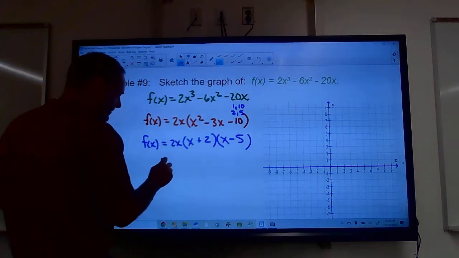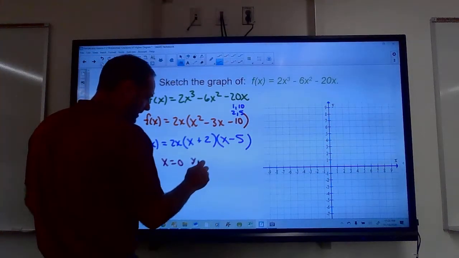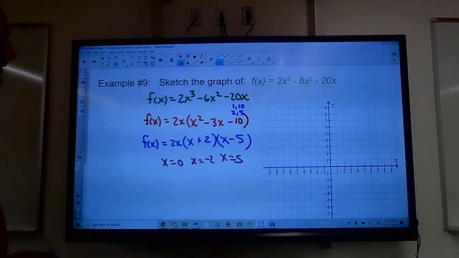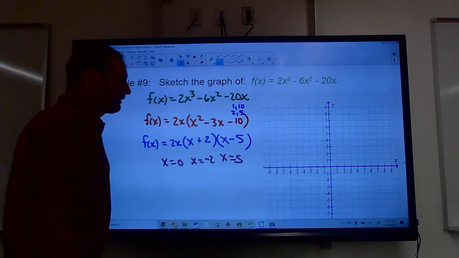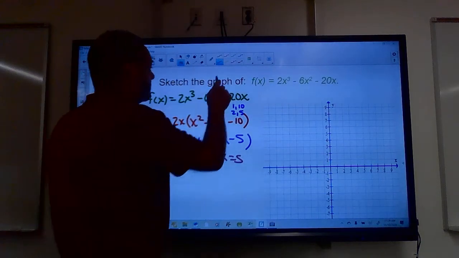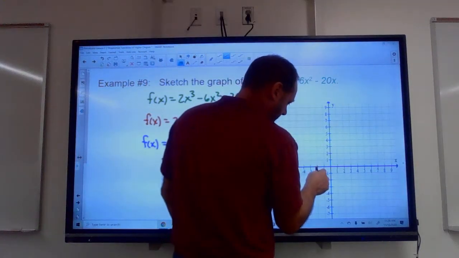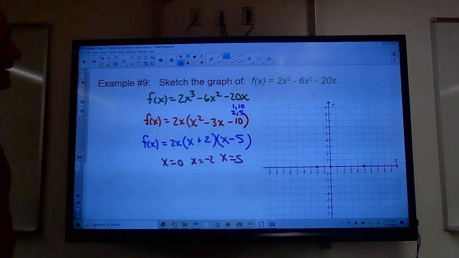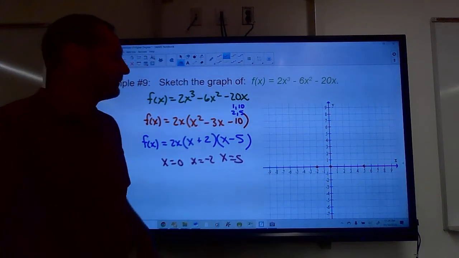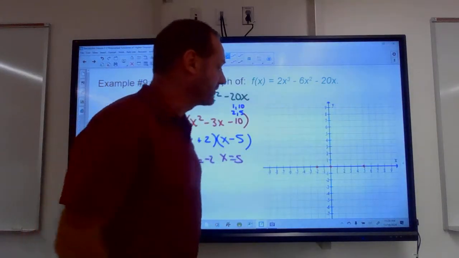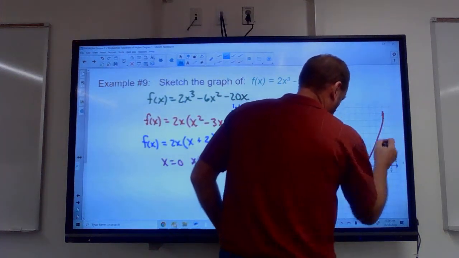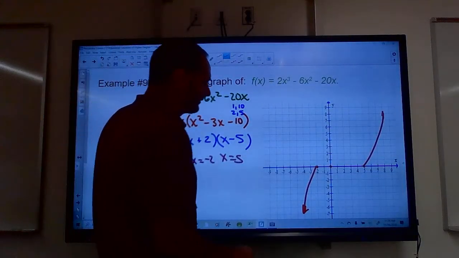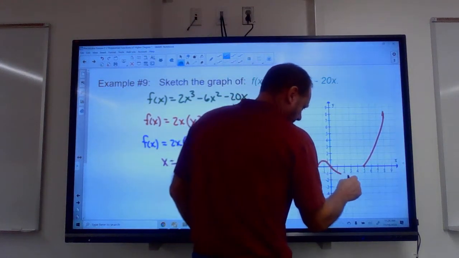So now this tells me I've got a 0 at 0, I've got a 0 at negative 2, and I've got another one at positive 5. They're all odd multiplicities because they're all the first power, so it's going to cross at all three of those places. So let's go ahead and put them on here. It's going to cross at negative 2, at 0, and at 5. Okay. It's an x cubed, so it's going to look like this on the ends. Okay, so this is going to go to infinity. This is going to go to negative infinity.